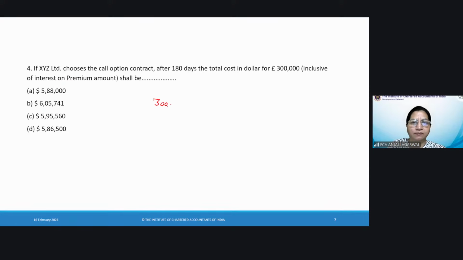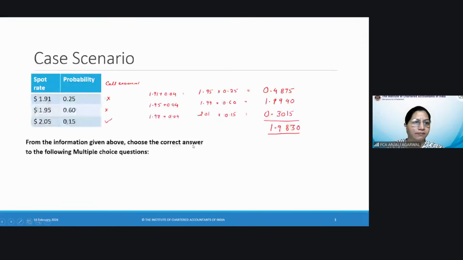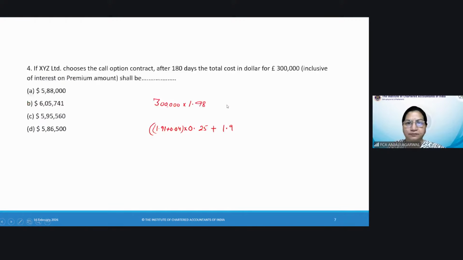So 300,000 into 1.98. So it is 1.91 plus 0.04 multiplied by 0.25, plus 1.95 plus 0.04 multiplied by 0.60, plus 1.97 into 0.15. So when you solve this, it comes out to 1.9830.